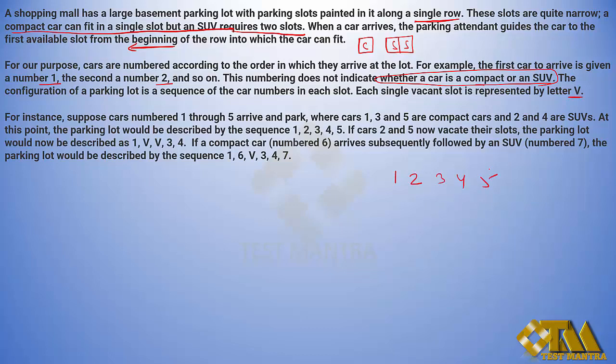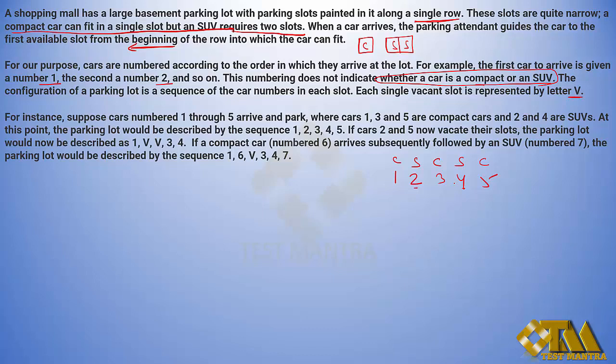5 cars arrived in the park, where cars 1, 3, 5 are compact. I'll just mark this is compact, this is compact, and this is compact. Where 2 and 4 are SUVs. That means for this I need 2 slots, and for this I need 2 slots here. At this point, the parking lot would be described in the sequence 1 to 5.